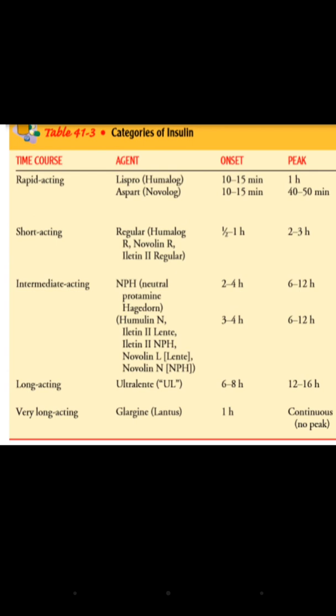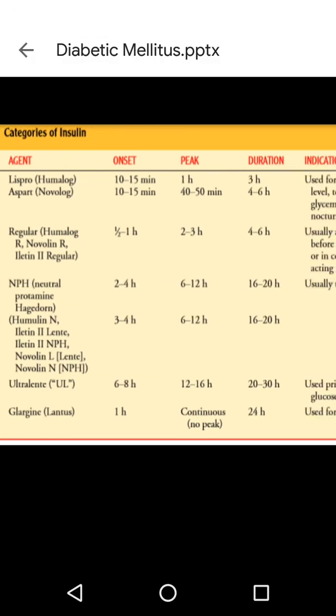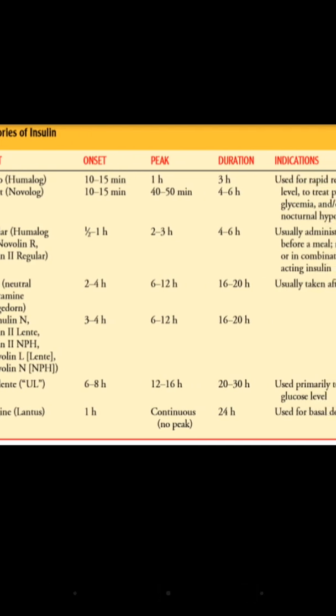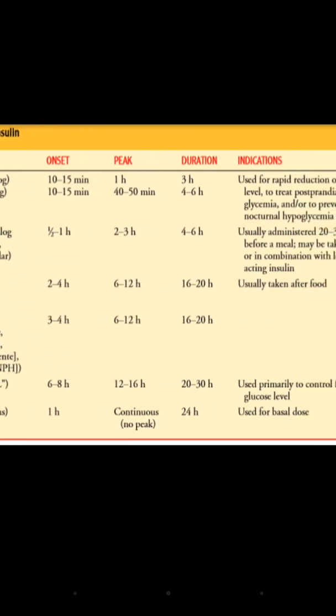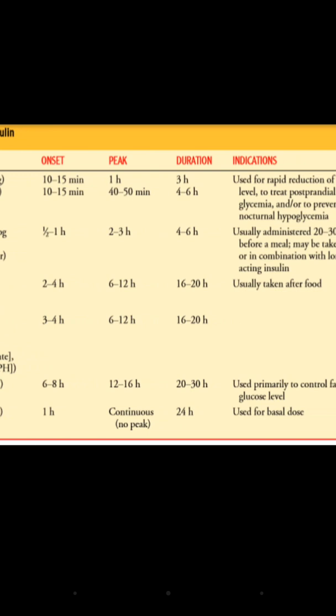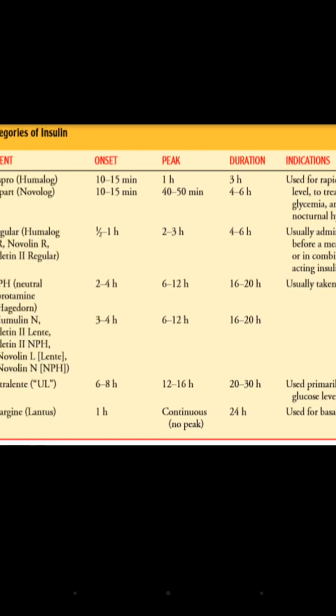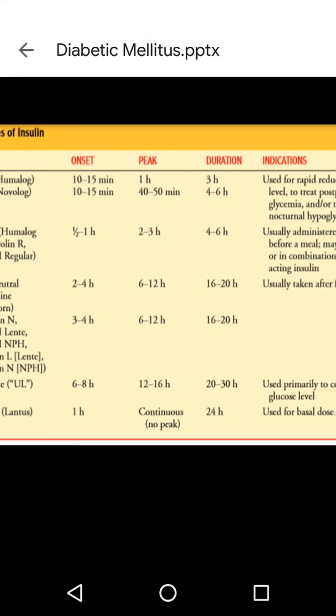Its onset is 10 to 15 minutes after administration. The peak is 1 hour for Humalog and 40 to 50 minutes for Novolog. The peak means the maximum level of this insulin in the blood. Then the duration, for how long it is rapid acting: it has a very rapid onset of 10 to 15 minutes, but its duration will be short. Humalog will remain for 3 hours. Novolog remains for 4 to 6 hours.